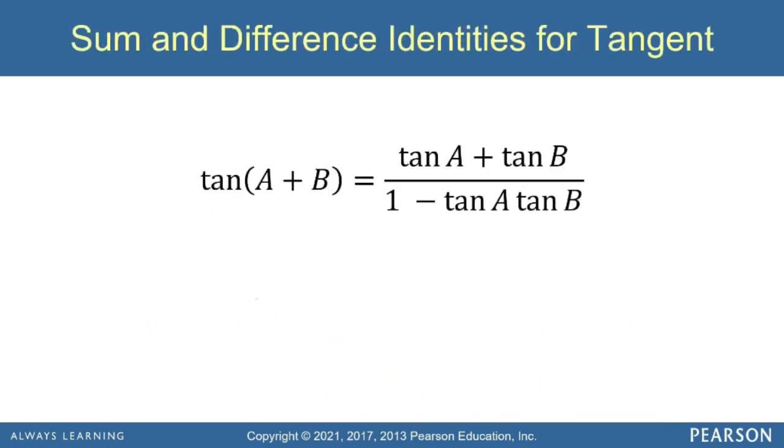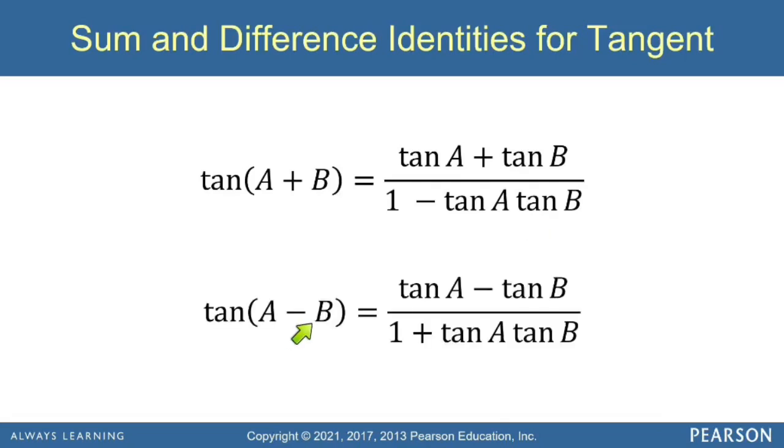Let's go ahead and also write down the identity for the tangent of a plus b. That's equal to tangent of a plus tangent of b all over 1 minus tangent of a times tangent of b. And then the identity for the tangent of a minus b is very similar. You can see that it's built exactly the same way, but the signs are different. So the tangent of a minus b is equal to the tangent of a minus the tangent of b all over 1 plus the tangent of a times the tangent of b. So note the 2 sign changes that we see here.